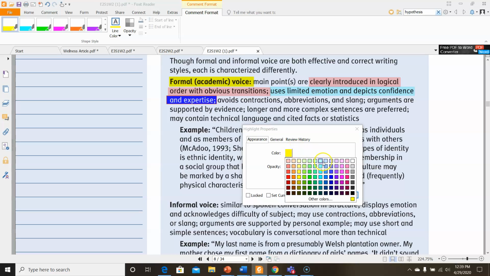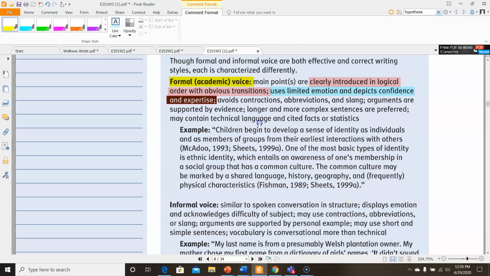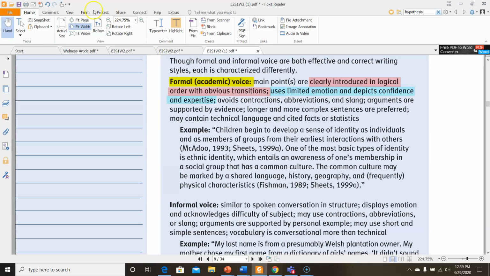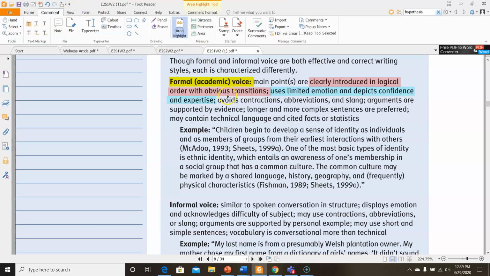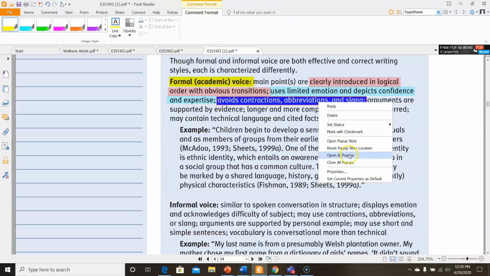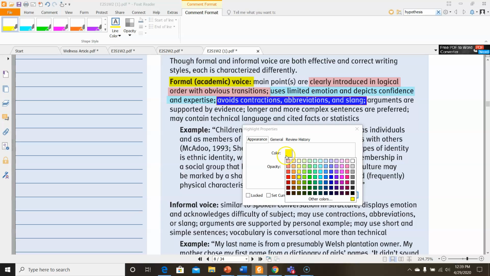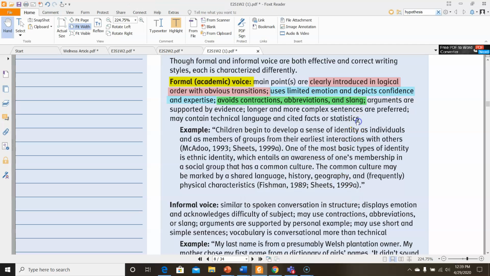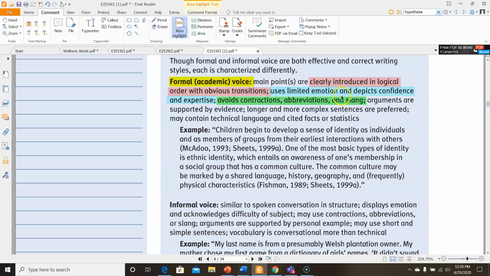Properties, light blue. And then avoids contractions, abbreviations, and slang. I'm gonna make that one light green. Arguments are supported by evidence. It's kind of looking like Easter up in this paragraph.